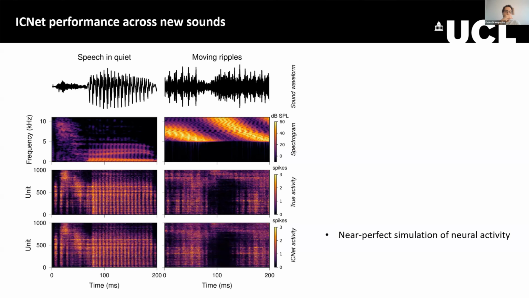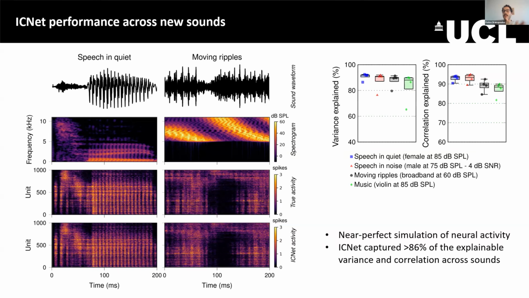But in any case, the model we developed did a good job in capturing all these complex transformations and provided a near perfect simulation of neural activity for these two sounds. And we've also quantified all that, of course, across a wide range of sounds and individual brains. And we saw that ICNet was able to capture most of the explainable variance and correlation across sounds.